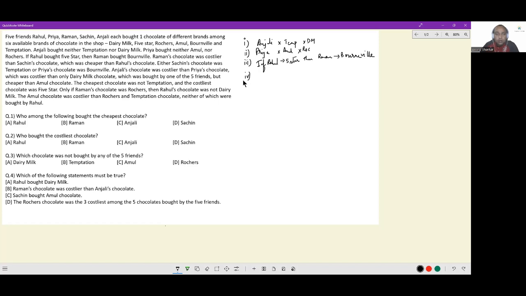Fourth statement. Raman's chocolate was costlier than Sachin's chocolate, which was cheaper than Rahul's chocolate. So Raman and Rahul have spent more than Sachin. Fifth point. Either Sachin's chocolate was Temptation or Priya's chocolate was Bournville. Sachin got Temptation or Priya got Bournville.